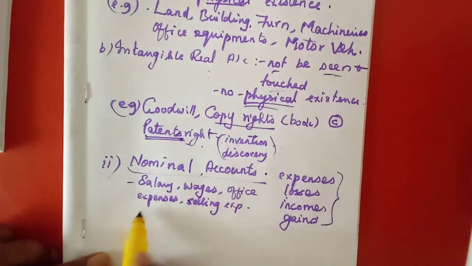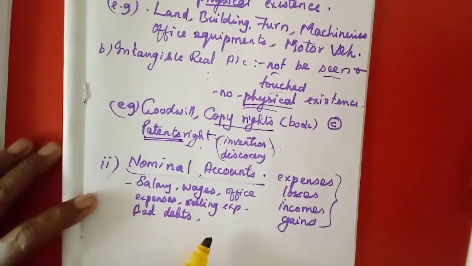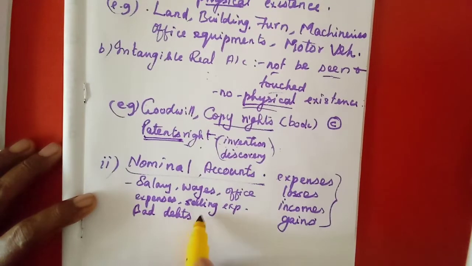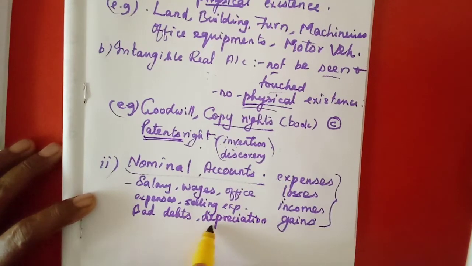Then losses, bad debts. Some debtors may not return their amount to us. They may not pay back the debts due to them, so that may be a loss. Then depreciation. We will write off a percentage of the asset each year. That is called depreciation. All these are losses.